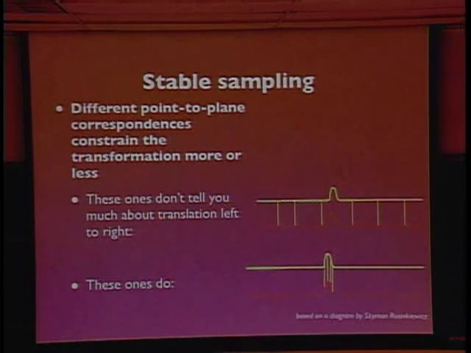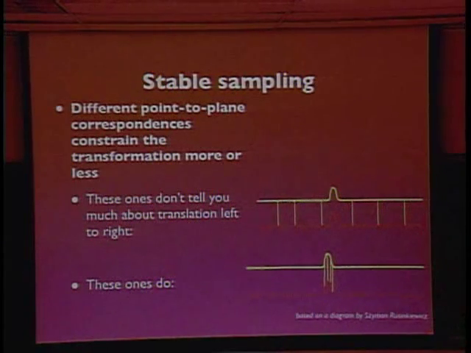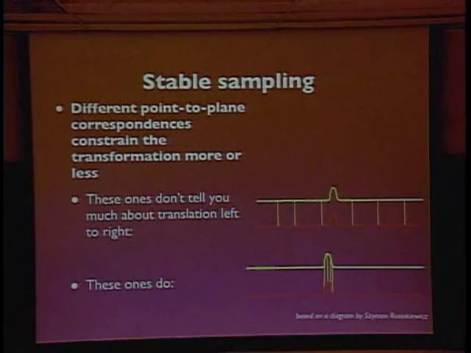Another idea that comes into play in terms of determining whether A should correspond to B and how heavily you should weight that correspondence is the idea of stable sampling. So let's say I have two surfaces that are like this. And it should be obvious, and let's say that all we're concerned about is finding a translation in 2D, so a translation in this direction and in this direction that aligns the two surfaces to each other.